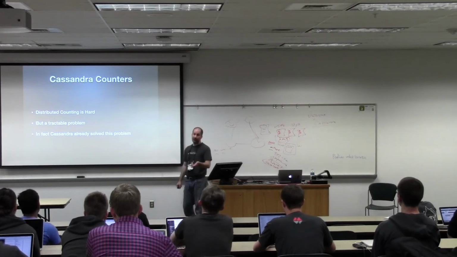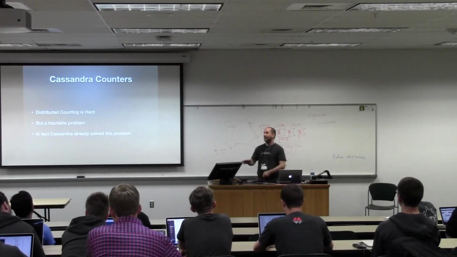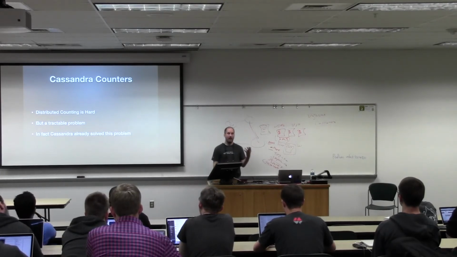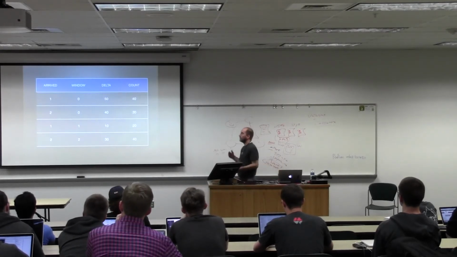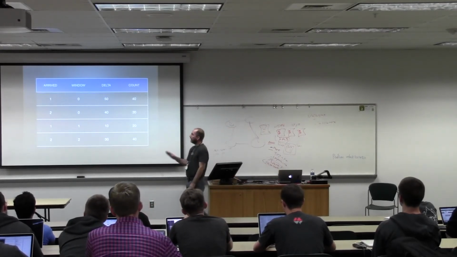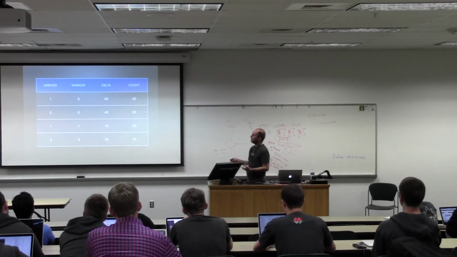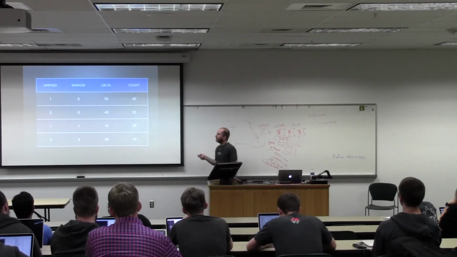So distributed counting is hard, but it happens to be a tractable problem as long as you're willing to accept that there are problems in distributed counting that can't really be solved in a fully consistent way. So in some ways, Cassandra already solved this problem. If you look at distributed counters in Cassandra, this is kind of how they look. We know when things arrived, the window in which they arrived, and we know what the delta is, what they're trying to increment to the counter, and then the eventual count.